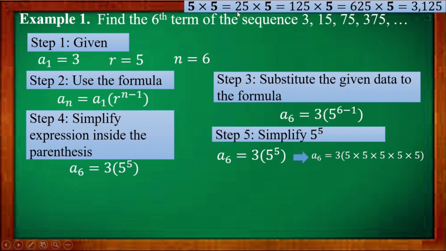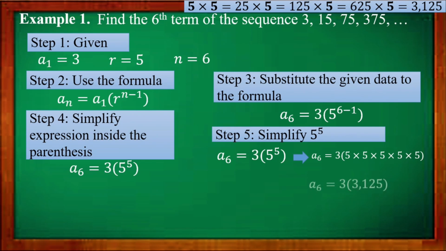So 5 times 5 is 25. So dalawang 5 na iyon times another 5. So 125 times another 5 is 625, times 5 is 3,125. So ilang 5 yung multiply natin? So we have 1, 2, 3, 4, 5 because that is 5 raised to 5. So 5 raised to 5 is just equal to 3,125.